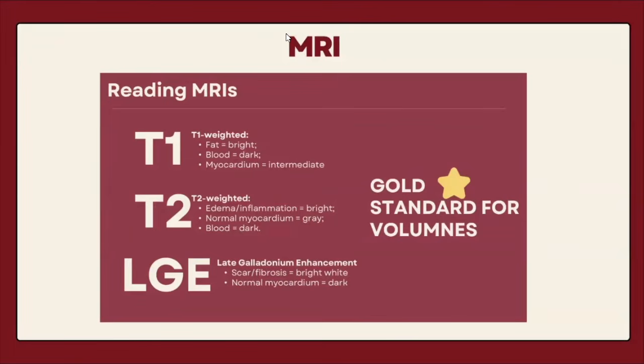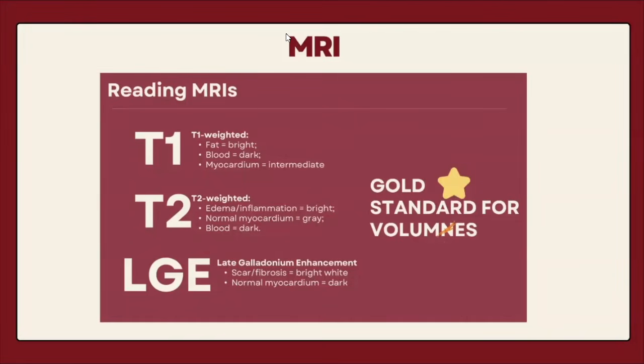Now MRIs, first thing you need to know, MRIs are the gold standard for volumes, right? Oh, I spelled that, don't mind me. But they're the gold standard for volumes, and you really, really need to remember that. That's the main thing. Now, MRIs can be T1 weighted or T2 weighted. Don't worry too much about them, just know what it looks like in each of them.